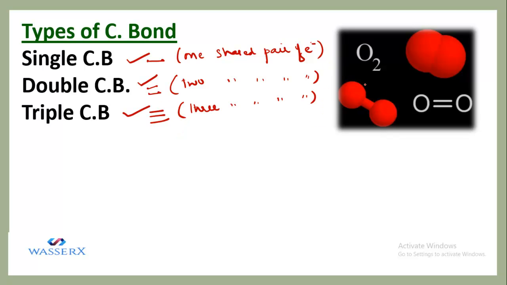Now in this case, you can see that we have two oxygen atoms uniting to form an oxygen molecule. The lines which show the bond between the oxygen atoms are two in number, because two electrons are contributed by each oxygen atom, and this gives rise to the double covalent bond in the oxygen molecule. So let's see how these single, double and triple covalent bonds are formed.